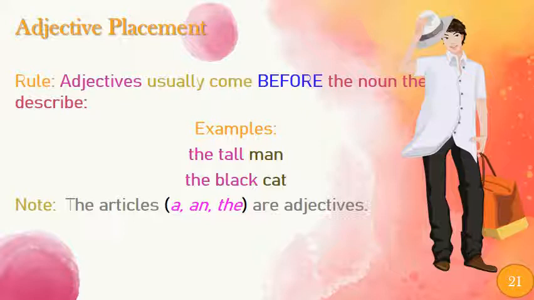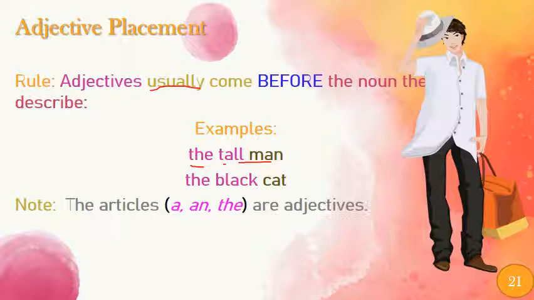Now, how do I place adjectives? Adjectives should be placed in a specific way. Adjectives usually come before the noun that they describe. Pay attention to the word usually, not always, usually. Examples: the tall man, the black cat. Again, notice that the articles are adjectives: a, an, and the. In the tall man, the adjective here, tall, is before the noun. The man alone, we put the before the man.